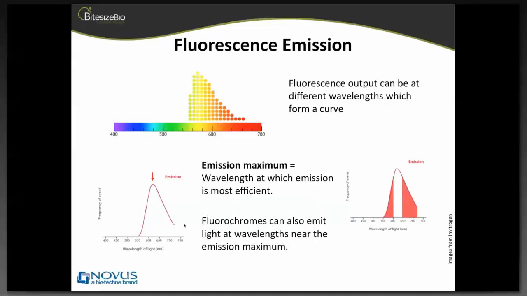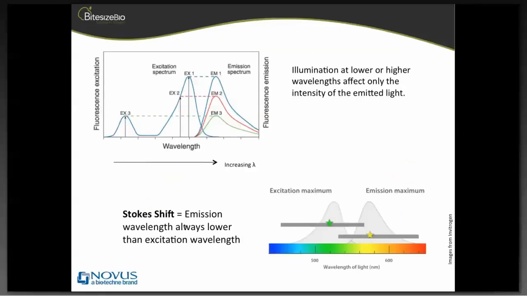So we always want to try and match our fluorochromes to the best laser and the collection filter to the emission maximum. However, it is possible to collect fluorochromes' wavelengths near to the emission maximum. The top graph there shows that illumination at higher or lower wavelengths only affects the intensity of the emitted light. Therefore, if you haven't got a laser that's exactly at the excitation maximum, it's fine, you can still get some results from them.